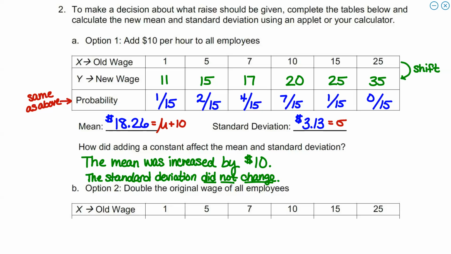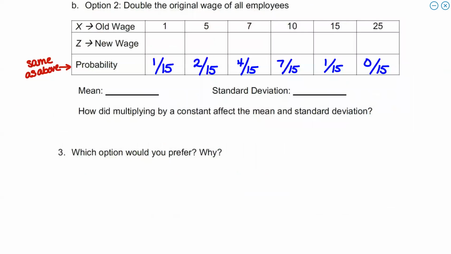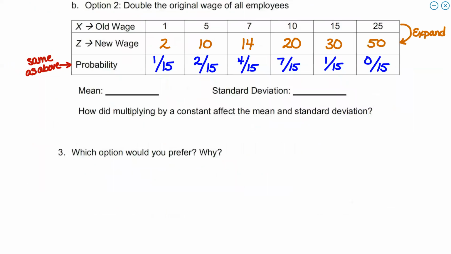What about if we double the wage? Instead of just adding 10, if we double them all, what would they change to? What would the new wages be if we double the original wages? Two, 10, 14, 20, 30, and 50. So we expanded this. What do you think is going to happen to the mean? Do you think it's going to increase, decrease, or stay the same?